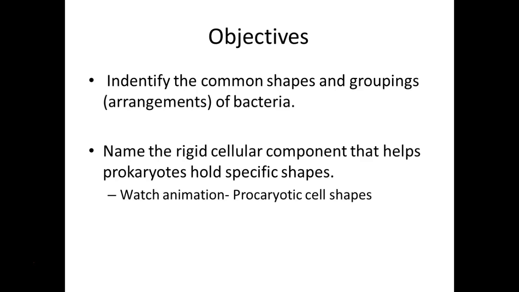So the rigid cellular component that helps prokaryotes hold specific shapes is what? The cell wall, right? The cell wall and their cytoskeleton. In this case, notice I said prokaryotes. So that's both bacteria and archaea. Where we could get more specific, right? We could talk about the exact chemical composition of bacteria. In that case, it would be its peptidoglycan.